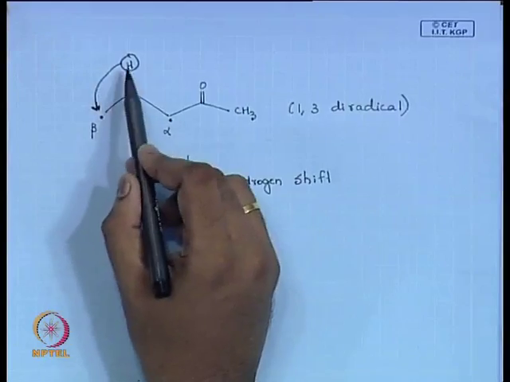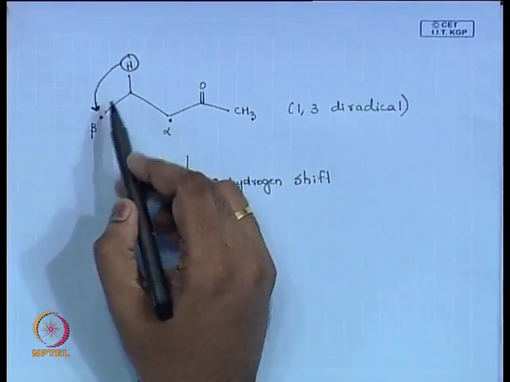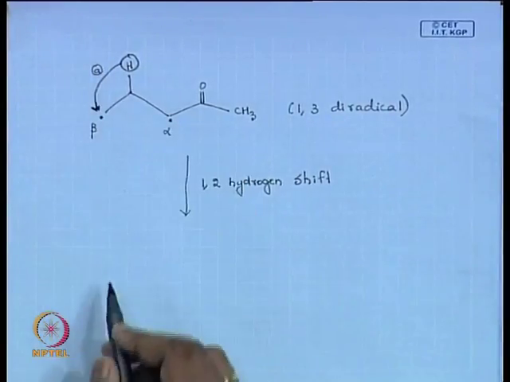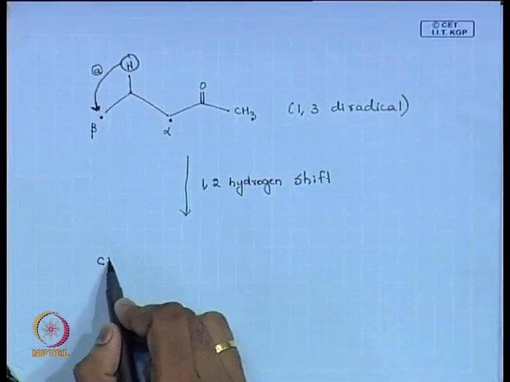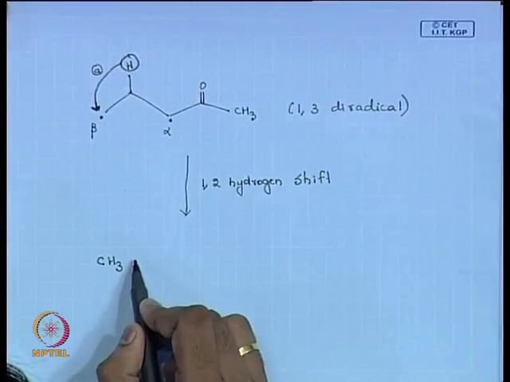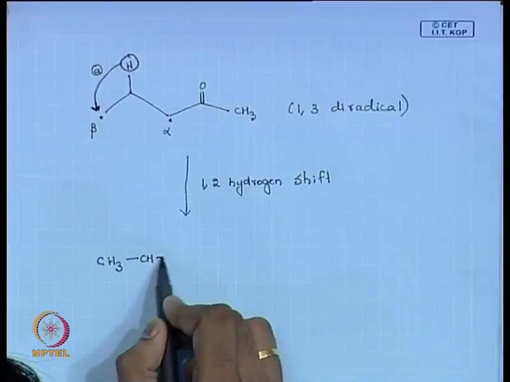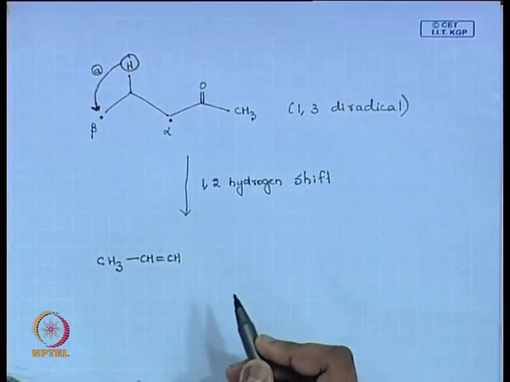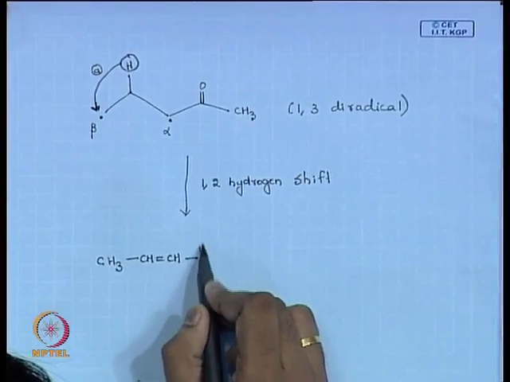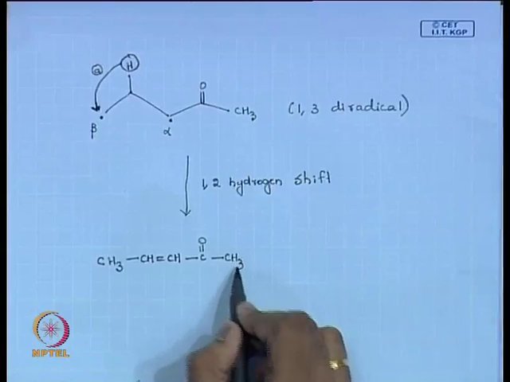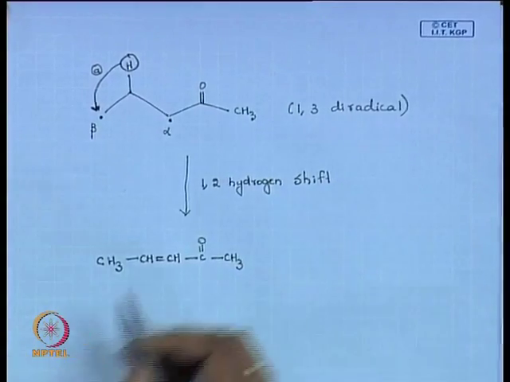If I shift this hydrogen, just a 1,2 shift, I will get a product like CH3, CH double bond CH, I will get a product like this, right. So, I can call this A.